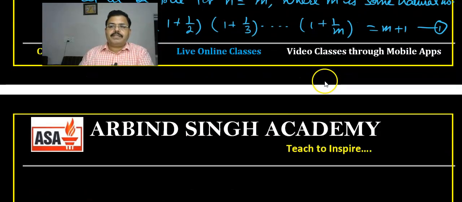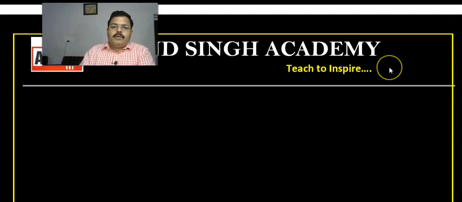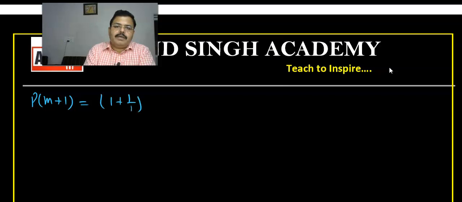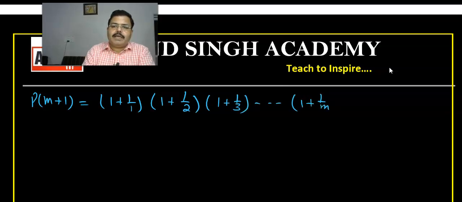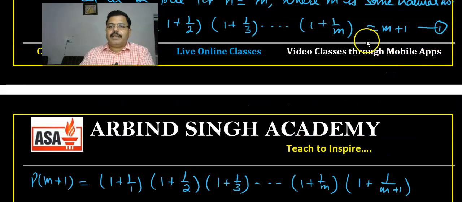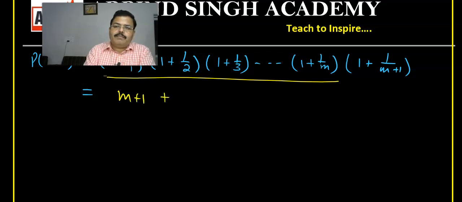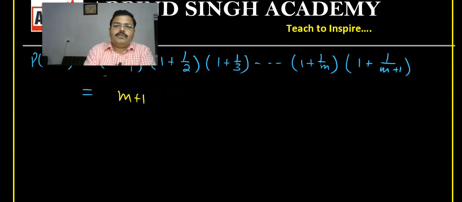Now, for Pm+1, what will happen? If I apply for Pm+1, this will be (1 + 1/1)(1 + 1/2)(1 + 1/3) up to (1 + 1/m), and what will be the next step? (1 + 1/(m + 1)). And till then, we can write here m + 1. So, using this, for all these expressions from here to here, the product of all this will be equal to (m + 1 + 1) into (m + 1), into what will happen?